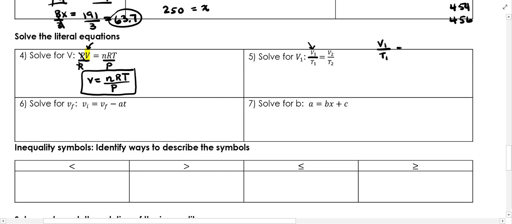V1 over T1 equals V2 over T2. Right. So how do I get rid of dividing by T1? I get rid of it by multiplying by T1. So I'm going to multiply the left by T1 and the right side by T1. Now these happen to be the same, right? T1 numerator, T1 denominator, so they cancel. And that's how we're left with just V1. But on this other side, they don't cancel because this one has a 2 and this one has a 1. So they're not the same temperature. So this will just be V2 T1 over T2.